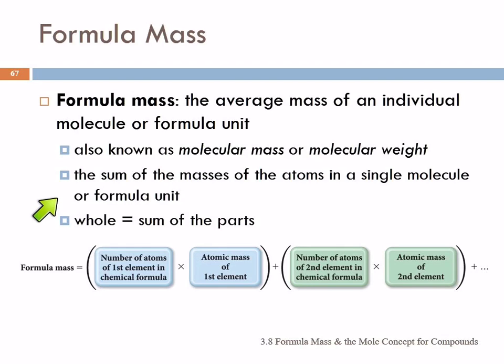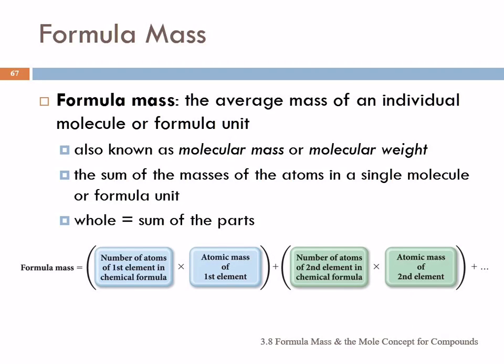So the sum of the masses of the atoms in a single molecule or formula unit is what gives us the formula mass or the molecular mass. So the general idea here, formula mass: the number of atoms of the first element times the atomic mass of that first element, plus the number of atoms of the second element times the atomic mass of the second element.